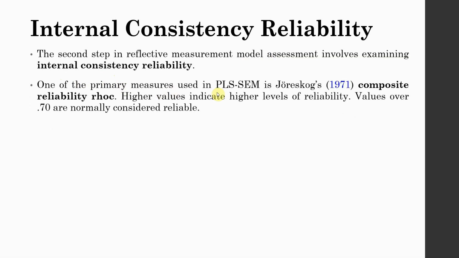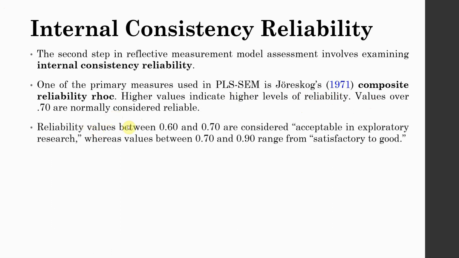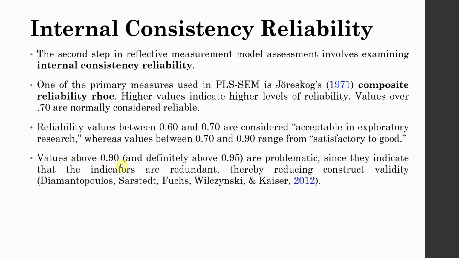One of the primary measures in PLS-SEM is composite reliability rho C. Higher values indicate a higher level of reliability. Values over 0.70 are normally considered reliable. Reliability values between 0.60 and 0.70 are considered acceptable in exploratory research, whereas values between 0.70 and 0.90 range from satisfactory to good. Values above 0.90 and definitely above 0.95 are problematic, since they indicate that the indicators are redundant, thereby reducing construct validity.